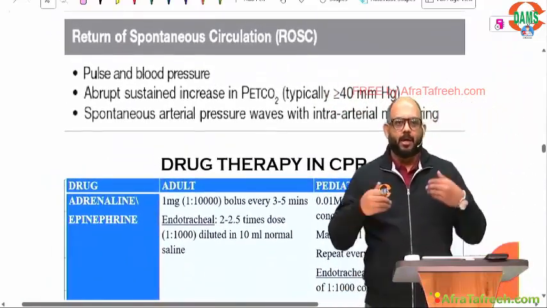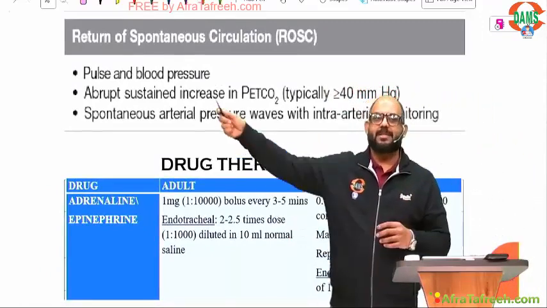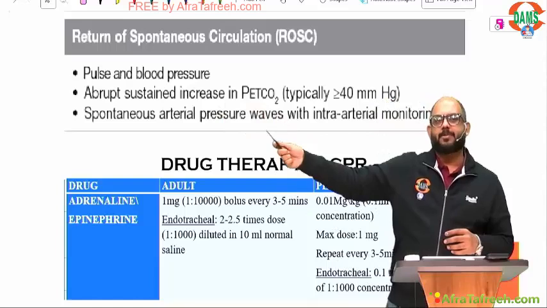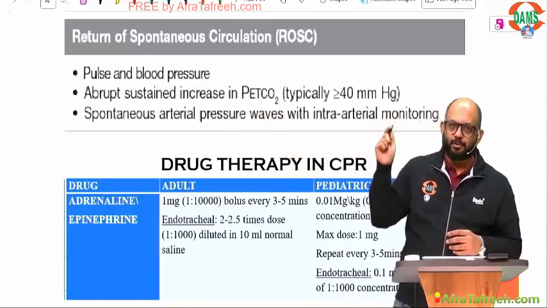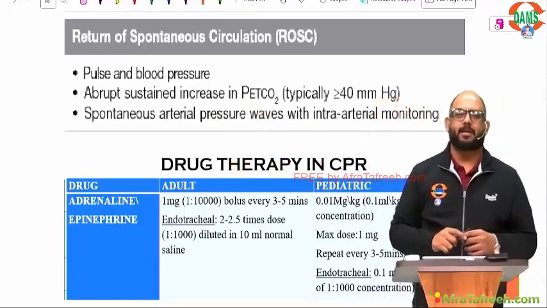ROSC, return of spontaneous circulation. That is, you have done a good job. Pulse and BP will come back. Abrupt sustained rise of EtCO2 to more than 40 and spontaneous arterial waveforms in intra-arterial monitoring.